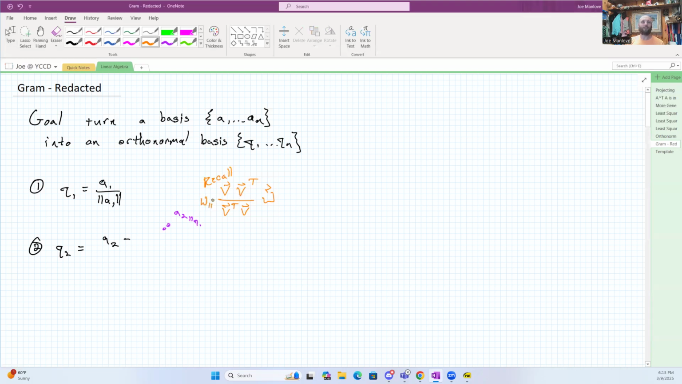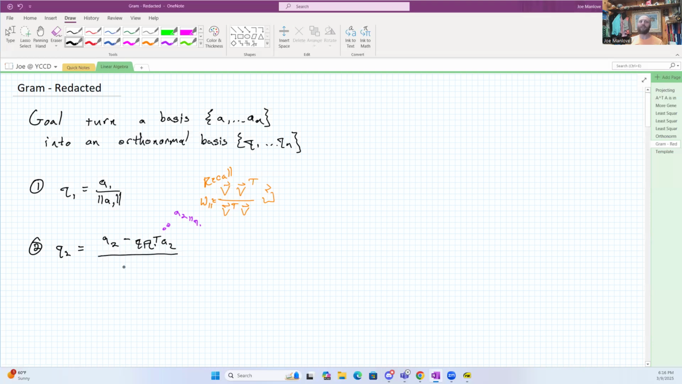And this was W parallel. Here I just want to make this parallel piece. The convenient thing is the vector that I'm projecting onto, this Q1, Q1 dotted with Q1 is 1. So I'm going to have Q1, Q1 transpose A2, and that's me done with that component.